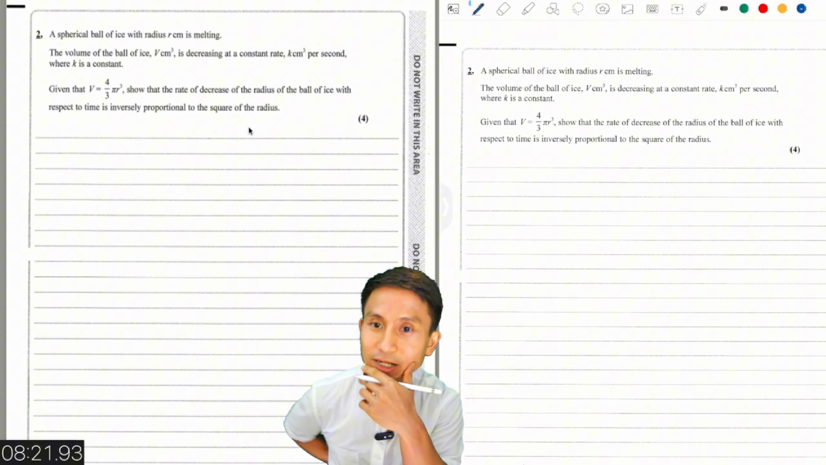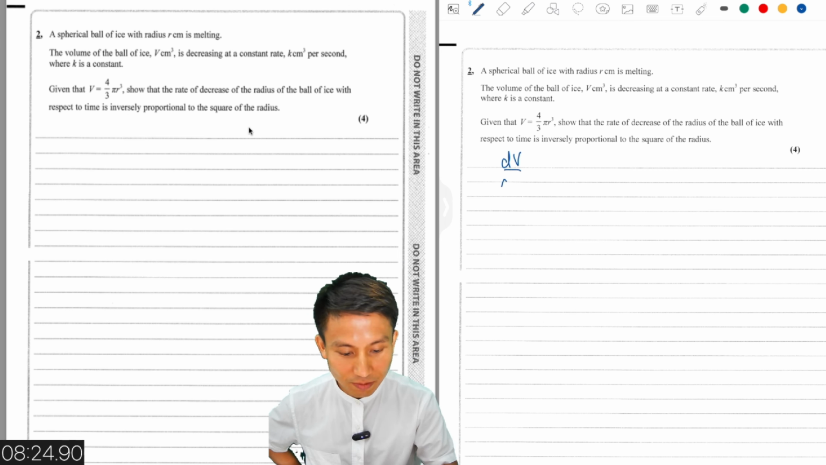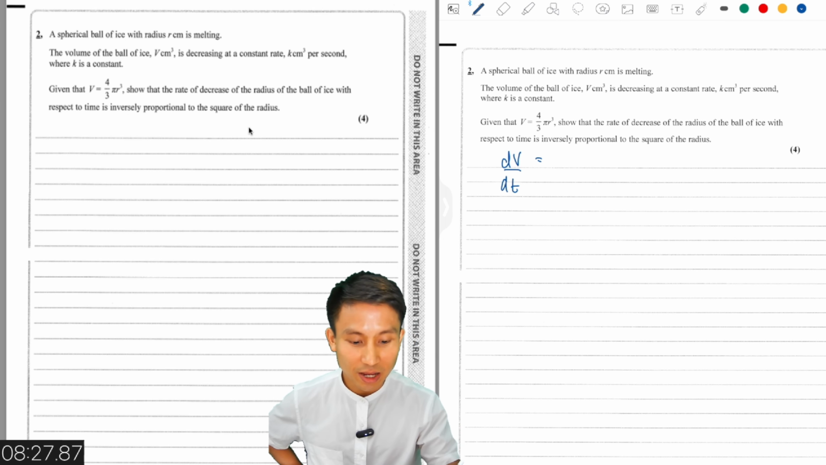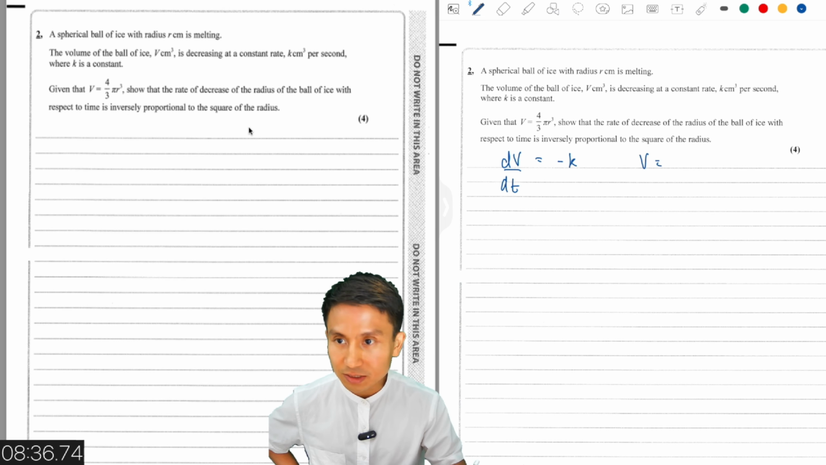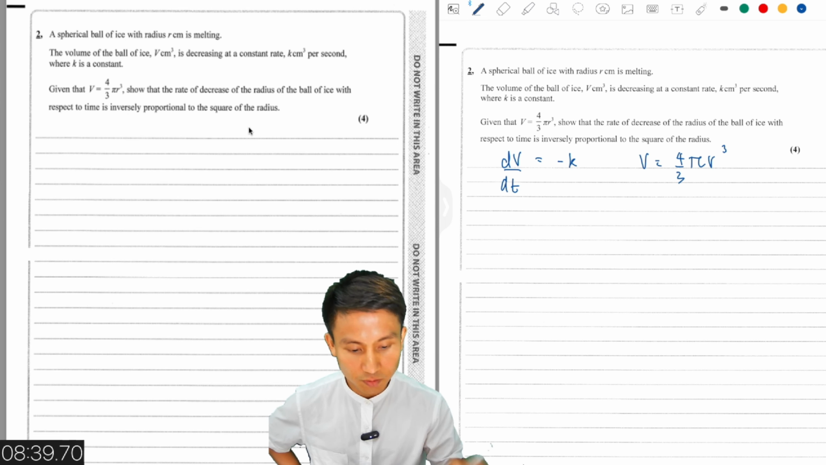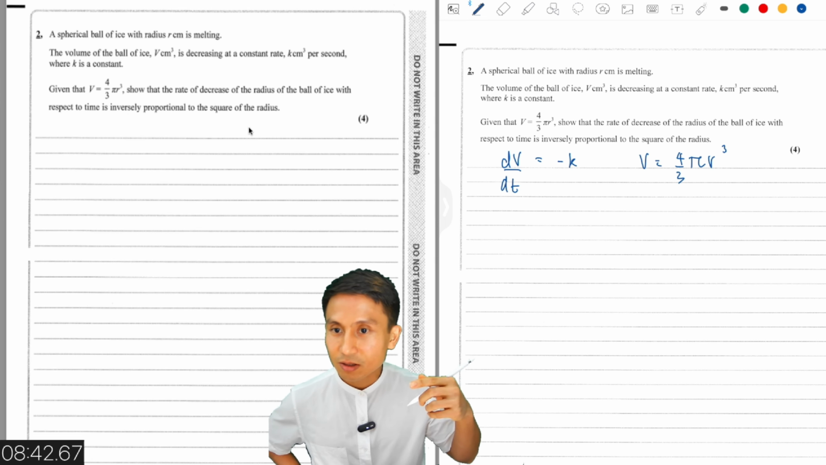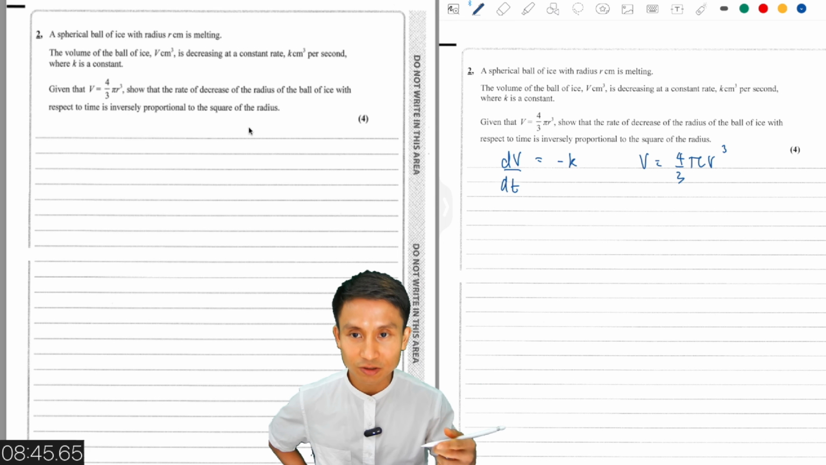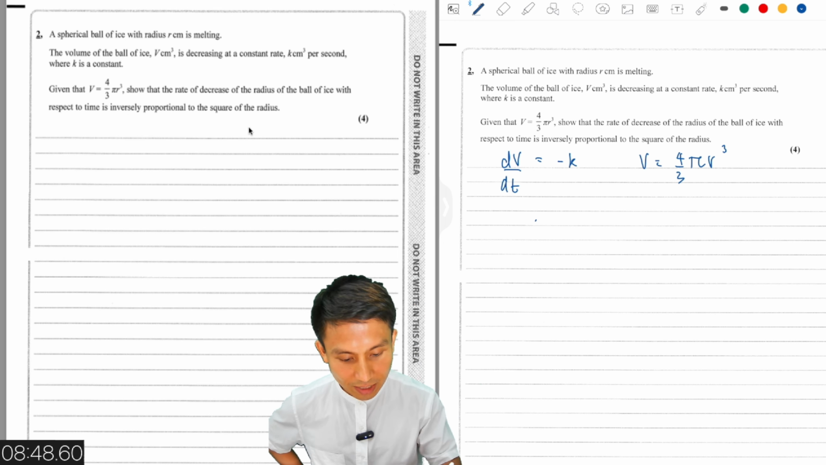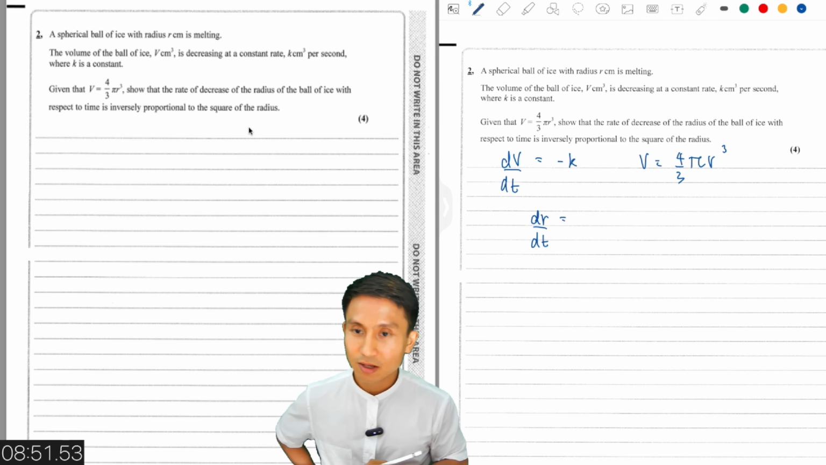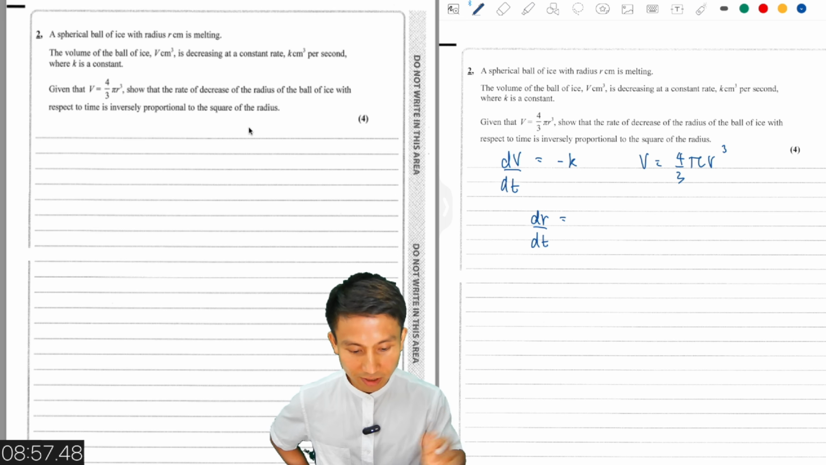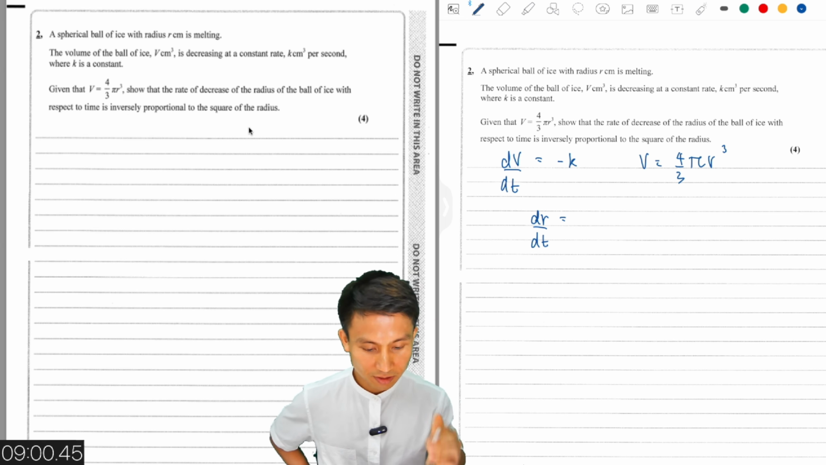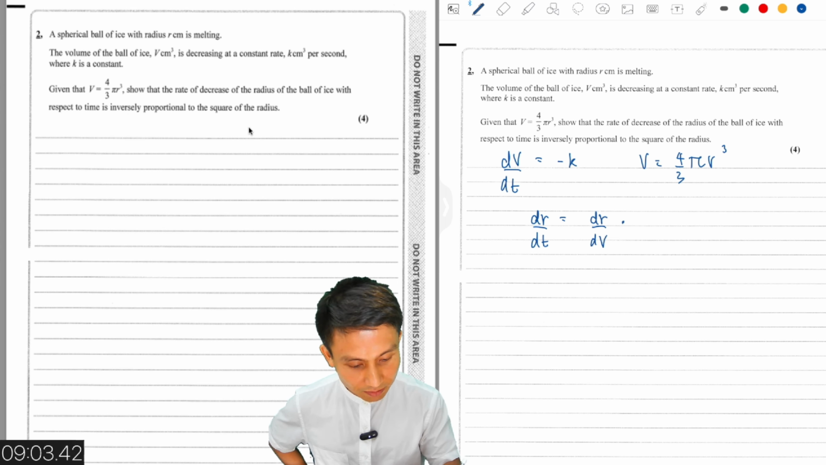All right, interesting. So we are given dv by dt to be a constant rate of k, where k is a constant. I'm just going to do minus k. And then we know that v is equal to 4 over 3 pi r cubed. We are told to show that the rate of decrease of radius, so it's actually dr by dt, isn't it? And now we have v, r, and t. So if we want to link all of them together, we're going to use the chain rule: dr by dv times dv by dt.